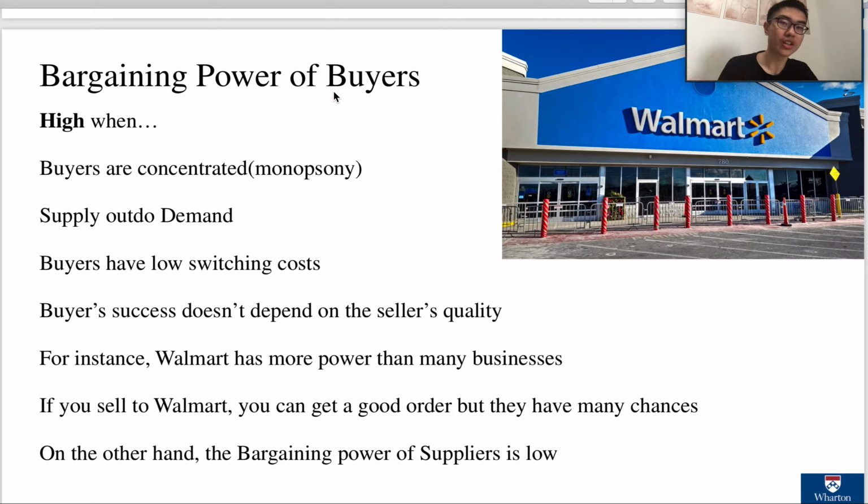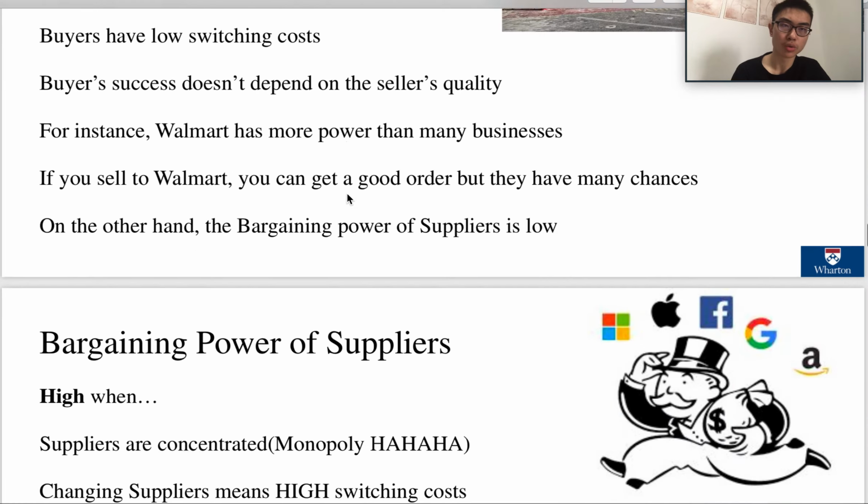Definitely, when we're discussing the bargaining power of buyers, it can be me and you. But for instance, we take Walmart for example. Walmart has more power than many businesses. So if you sell to Walmart, you can get a good order, but they have many chances. Every supplier is looking to sell to Walmart, but the problem is that they can choose between many suppliers, because we don't have many buyers like Walmart in our market. So Walmart can choose from you, can choose from me. So basically we have to lower the price to be chosen by Walmart. There are many yous in this market. And on the other hand, the bargaining power of suppliers is low.